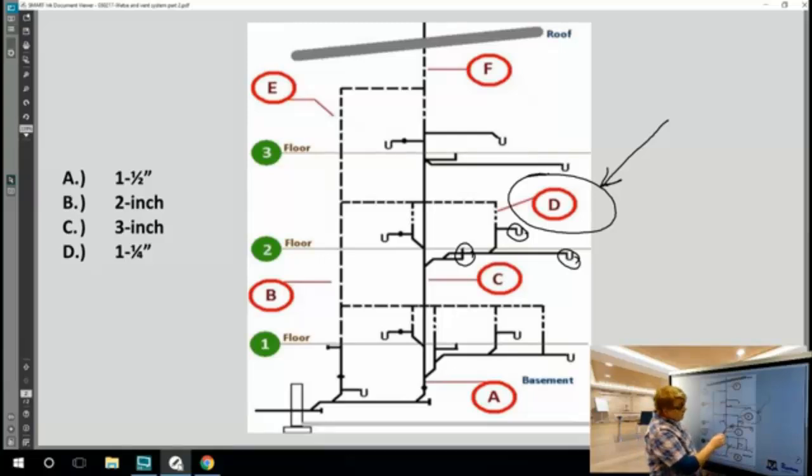And then you'll notice that the line comes up the building. I'll put this in red. So we have the main stack. We come over to a branch which goes up to the toilet. We come over this way. We run over to the tub or shower. That could be either. And then we have this line coming up here, which is actually the vent for the tub and the shower. It's wet venting the tub and the shower.